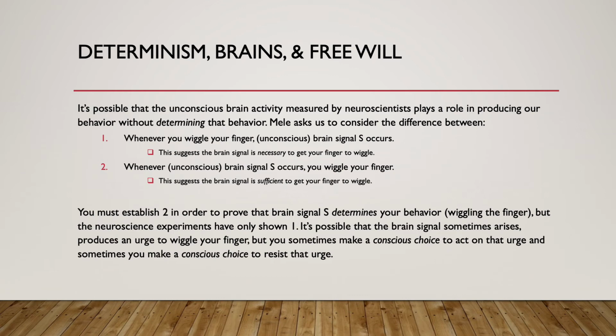But the neuroscience experiments have only shown number 1. They've only shown that maybe this unconscious brain activity is necessary for getting the behavior. It's still possible that you might get that brain activity without the behavior afterwards. And that would show that the brain activity doesn't guarantee or determine that behavior. It's possible that the brain signal sometimes arises and produces an urge to wiggle your finger, but sometimes you make a conscious choice to act on that urge, and other times you make a conscious choice to resist that urge.